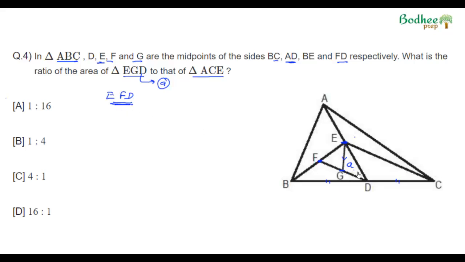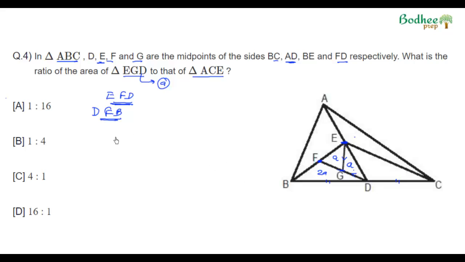So if this part area is A, then this part area would also be equal to A, right? Further, if you focus on DEB, this triangle, then again we can say that FD or DF is the median. Area of this triangle is equal to A plus A, that is 2A, and that will be equal to this. Reason being, FD is the median, so it will divide this triangle into two equal halves, right?